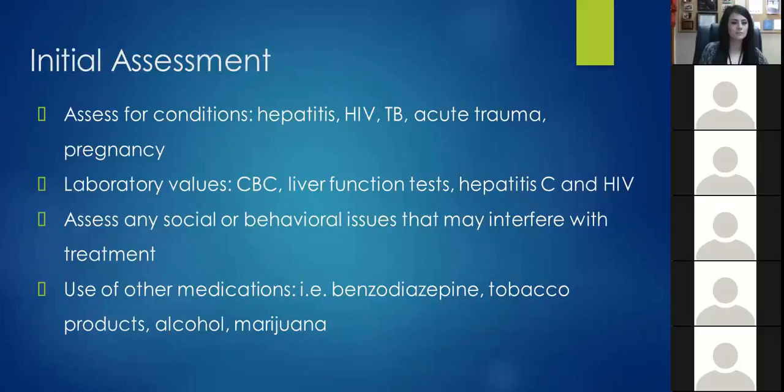Any other things you want to look at outside of laboratory values? Social and behavioral issues: see what their family situation is like, if they have any support at home or support within their friend groups. And then certain medications, so sedatives like benzodiazepines, any tobacco products, alcohol, marijuana are all things that you want to address.